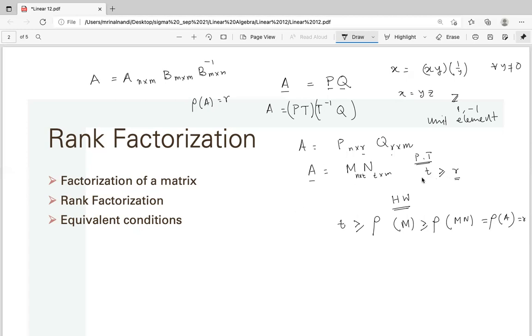Now the interesting case is when equality holds, T equal to R. That is called rank factorization. So in that case, what happens? There are R columns in P and R rows in Q. So all the columns of P are independent. That means they form the basis of the column space, and all the rows of Q form a basis of the row space of Q.